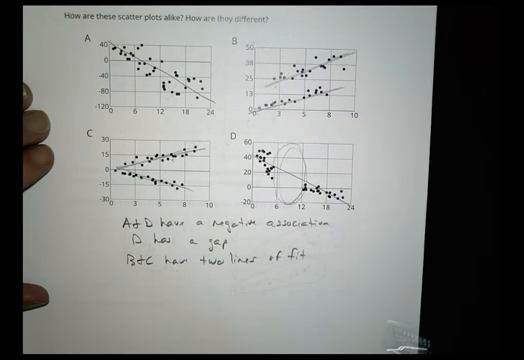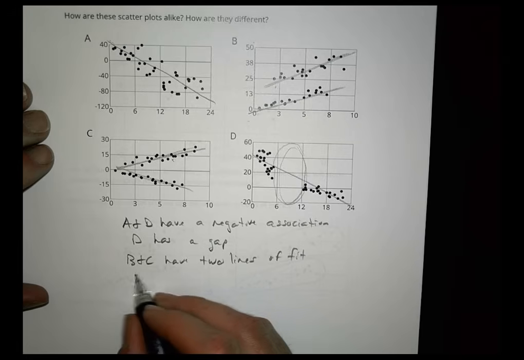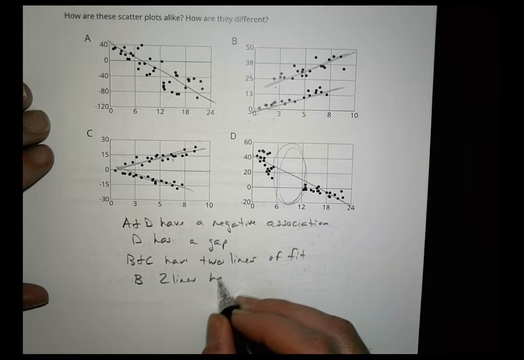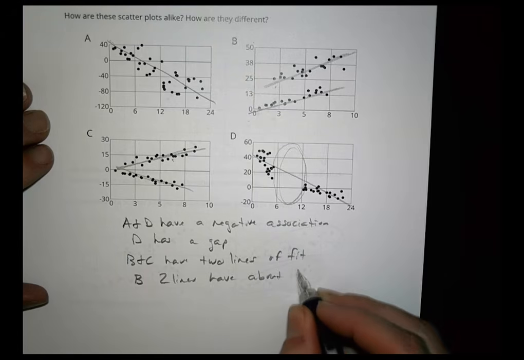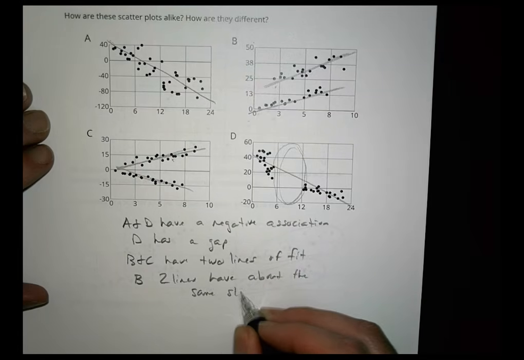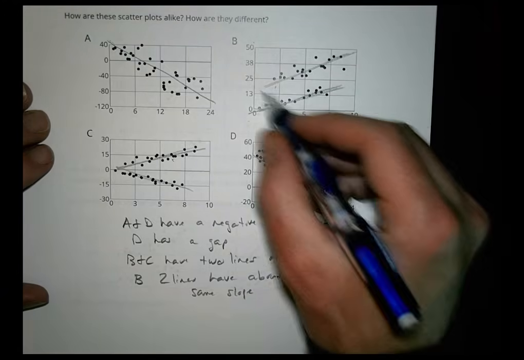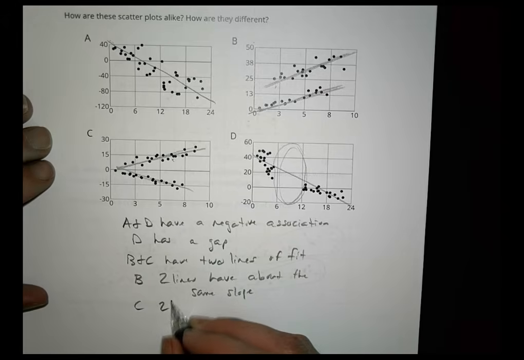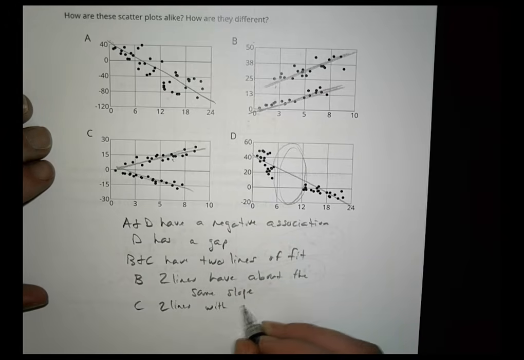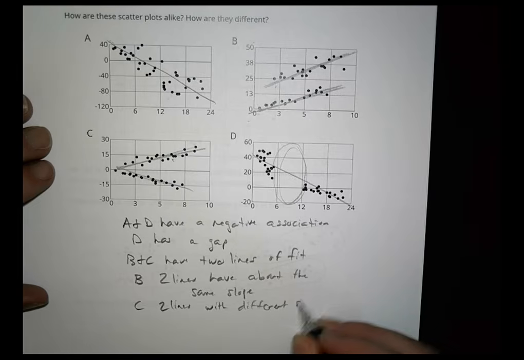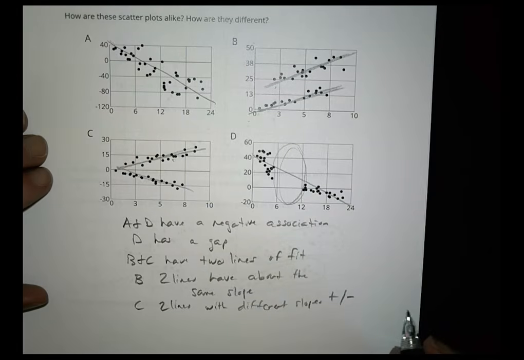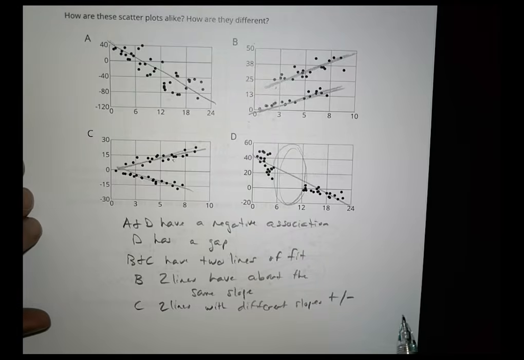Kind of strange. Okay. For B, in terms of it being different, the two lines have about the same slope. They're pretty close to each other, not too far off, pretty similar there. For C, it has two lines with different slopes. One's being positive and one's negative, so that's different about that one there. Okay, so those are some things you might notice about how they're alike and how they're different.